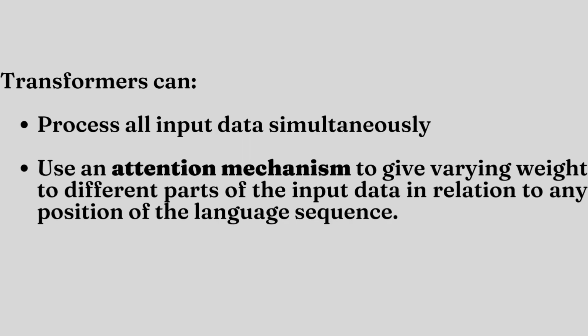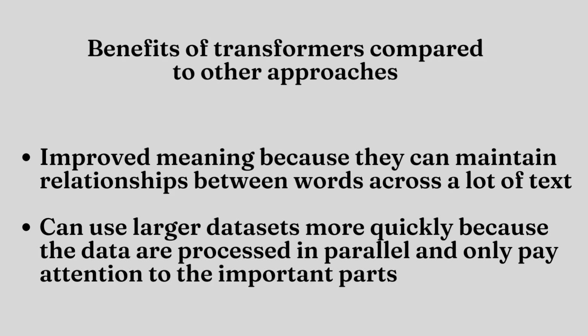The main advantages of transformers are that they can process all the data simultaneously, which makes the process faster, and that they use something called a self-attention mechanism, which can weight the different parts of the data. The attention mechanism lets the model focus on the more important parts and pick up meaning from those relationships between words in much larger data sets, and also allows us to do it faster.